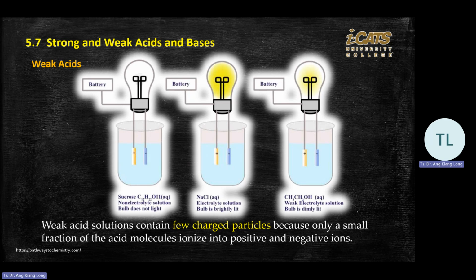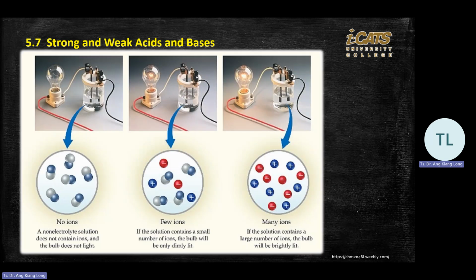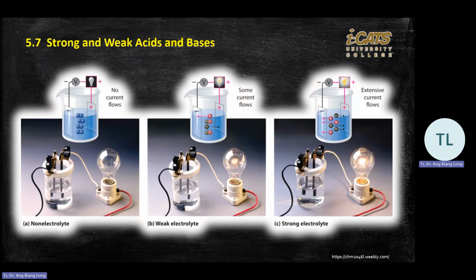If you're given a diagram and asked to guess which beaker contains a strong acid, from here you know that the one where the battery lights up, this side, is strong acid. This is weak acid. This is neutral, which means no ions inside. So these are the comparisons. If no ion, no conductivity. If you have few ions, yes, it will light up. But if you have many ions, you will have a brighter light in the bulb.